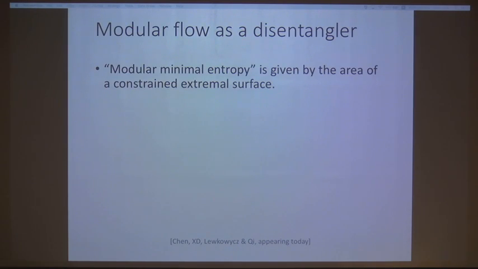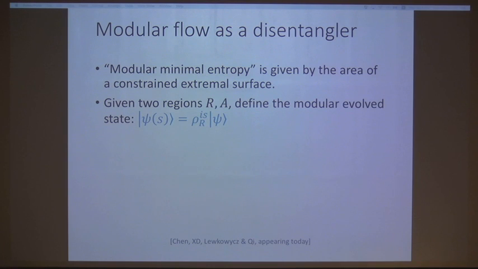And I want to mention some variant of this, which can be established more concretely. This is the idea that we can use modular flow to define a variant version of the von Neumann entropy, which we call the modular minimal entropy. And the statement is that it is given by the area of a constrained extremal surface. So let me define both of these two things.